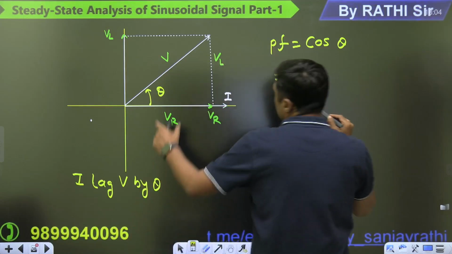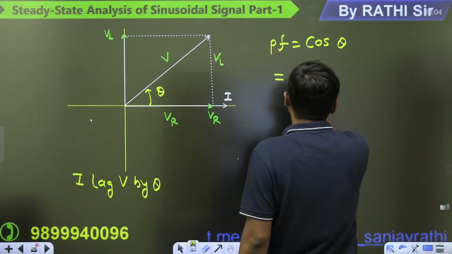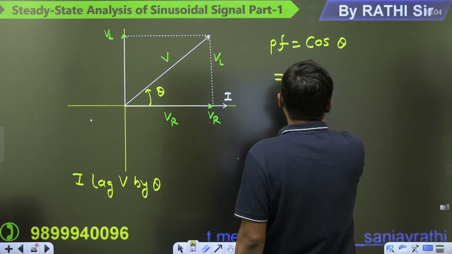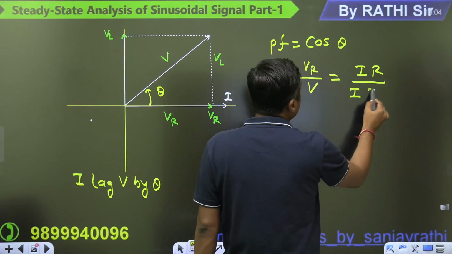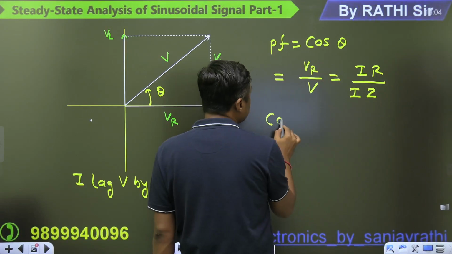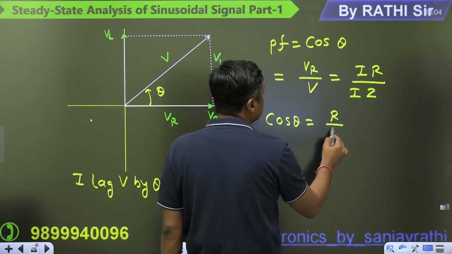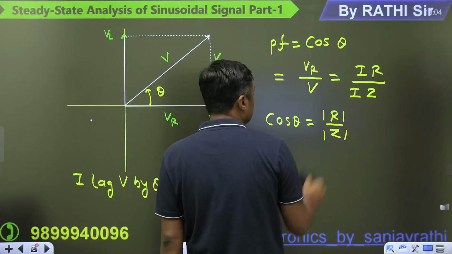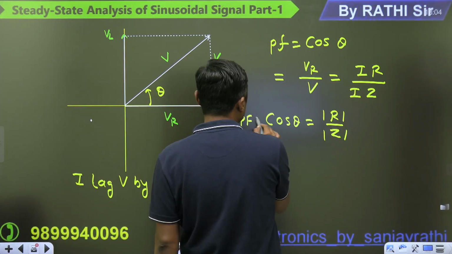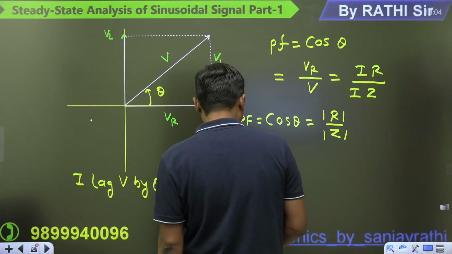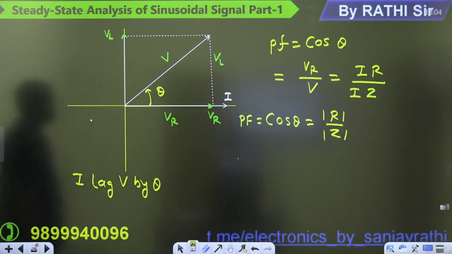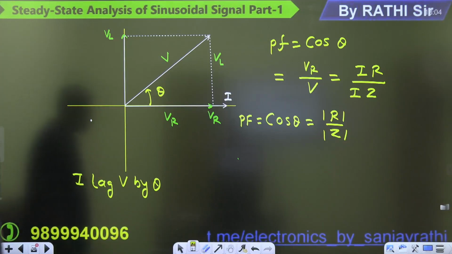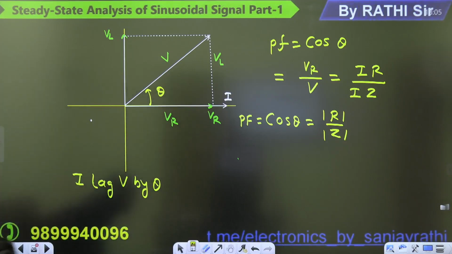Tell me, what is the cos theta? Cos theta means this divided by that: VR divided by V. What is VR? I into R. What is V? I into Z, complete Z. So the power factor is equal to R by Z. That is the magnitude. This is called the power factor. Remember, if you have the magnitude of Z and the magnitude of R, then directly you can find the power factor here.